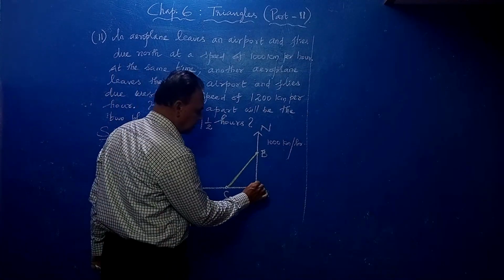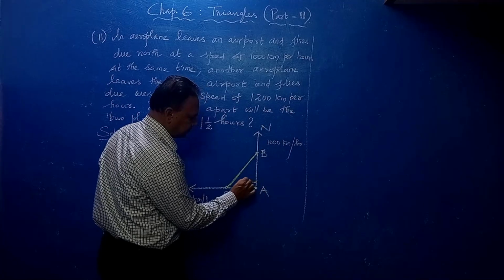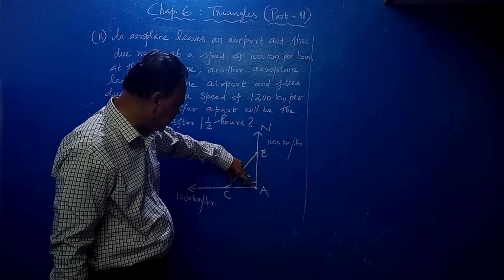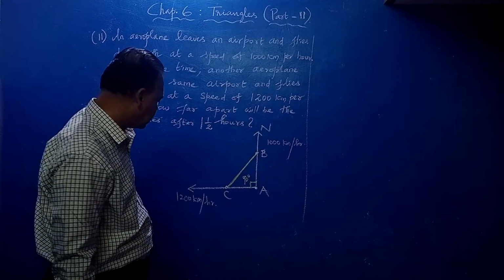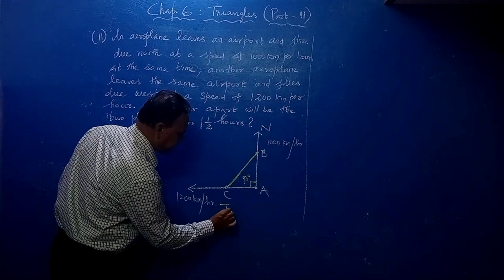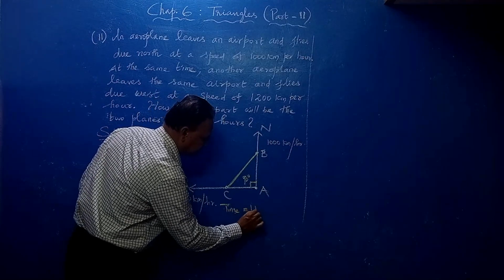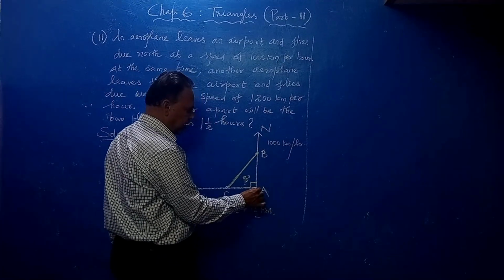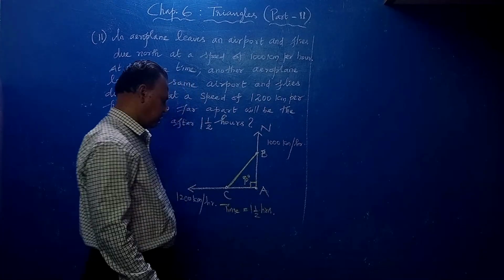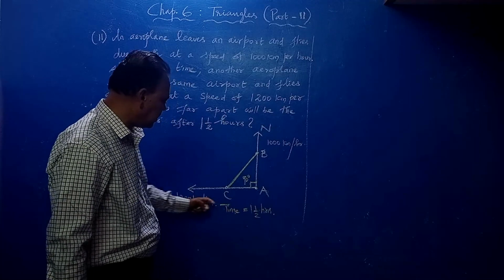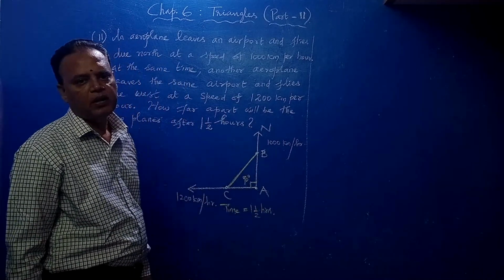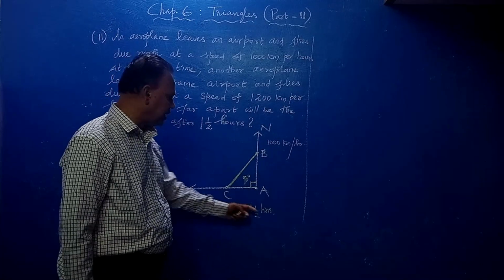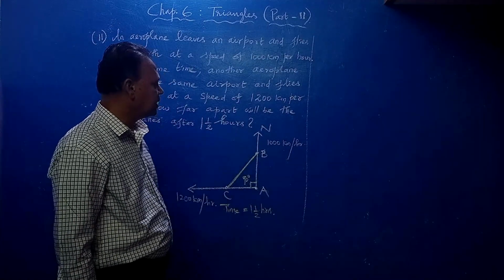So here we will get a right triangle, 90 degrees. Using Pythagoras theorem, you can easily find it out. You need the distances AB and AC. For that, what is given? Time is 1.5 hours given. After 1.5 hours it reaches B, and on this side it reaches C. Using speed and time, you can find distance. What is the formula? Distance equals speed into time. Speed you have, time you have. Multiply and you will get AC and AB.